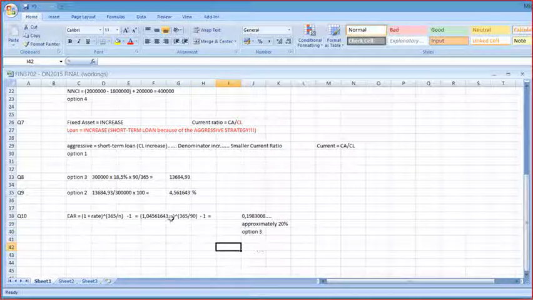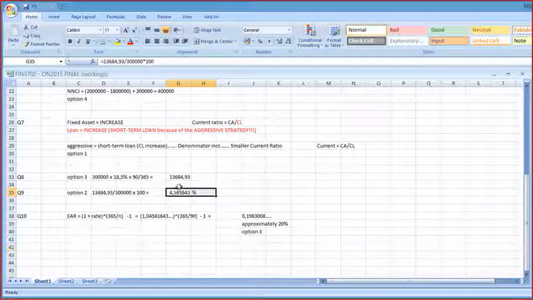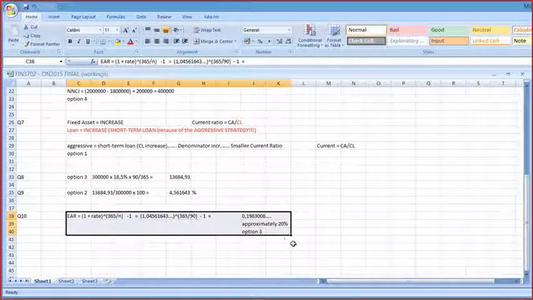So I just need to show the rest of the working. There's the rest of the working. You're substituting in your 4.561643%. That percent that you worked out from question 9 goes into the formula for question 10 to then get an answer. You do get an answer that's close to 20%. If you had to round it to the nearest percent, you would end up with 20%. 19.83% is approximately 20. So I'd be going with option 3 here as being the correct answer.